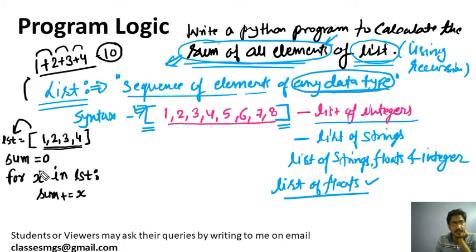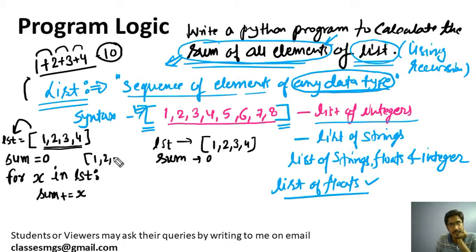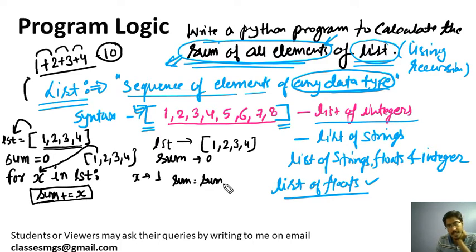First, the list will be iterated using a for loop. The list is like this: 1 2 3 4. Okay, this is the lst. Now sum has a default value, that is 0. First time, 1 will come into the variable x, so x becomes 1, and then sum will be added with the value x. So what is this? Sum equals sum plus x.